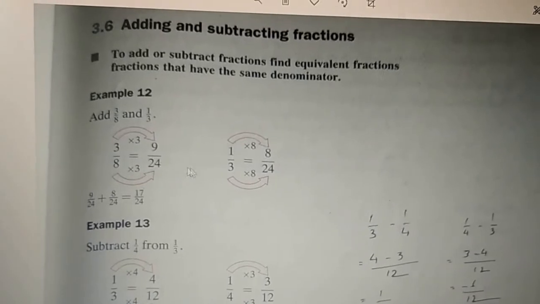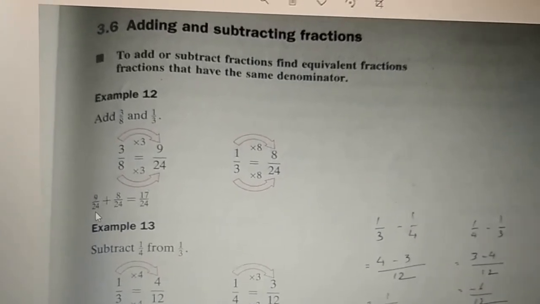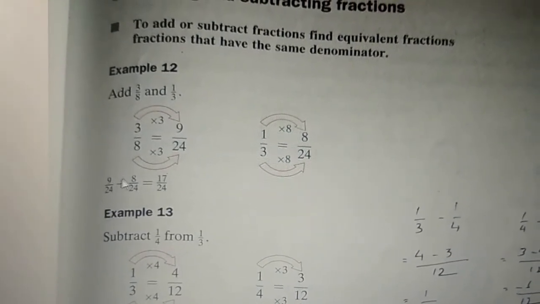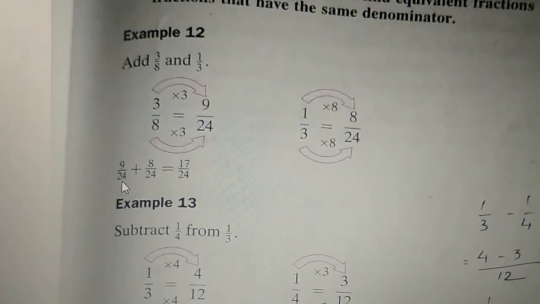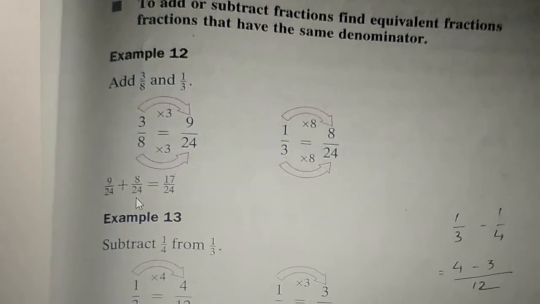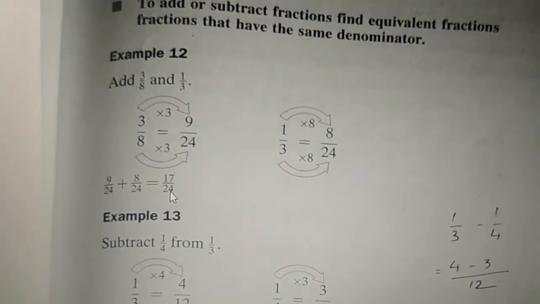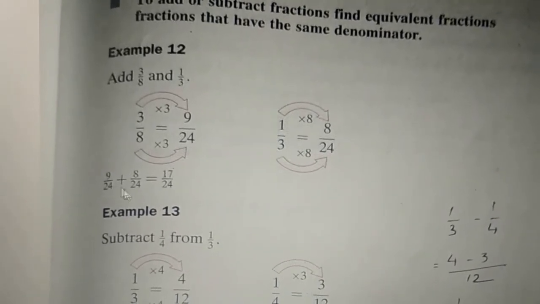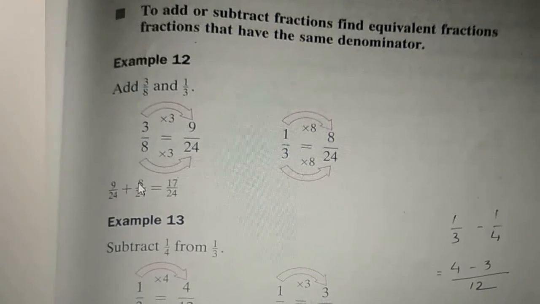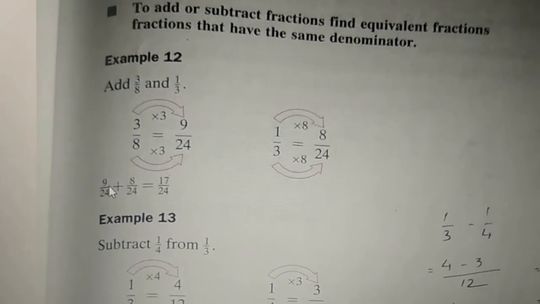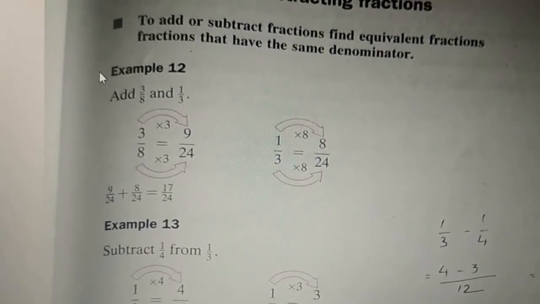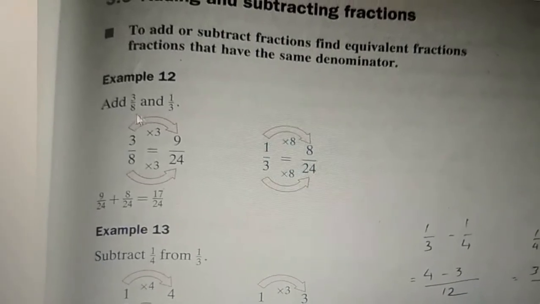Now we can add them up easily because we have the same denominator. We can just add the numerators to get our final result. As 24 is already there as the denominator, we don't need to do anything, just write 24 as the denominator and now add the numerators. We have 9 plus 8 equals 17. So 17 by 24 is the answer of the addition of these two fractions, 3 by 8 and 1 by 3.